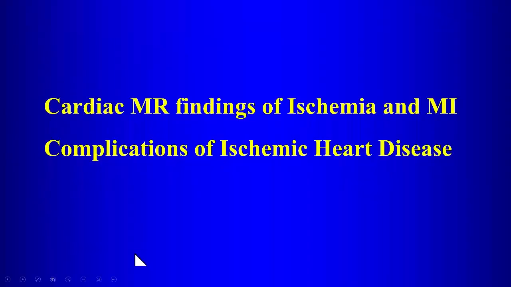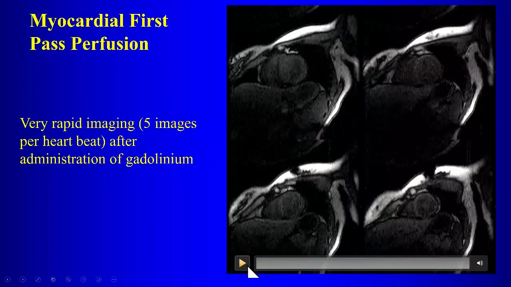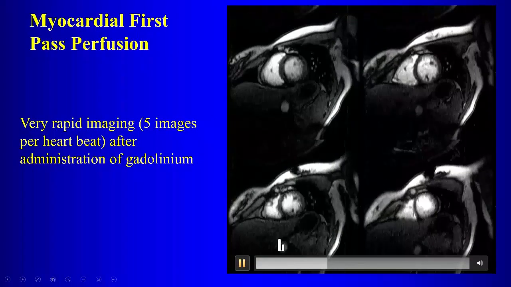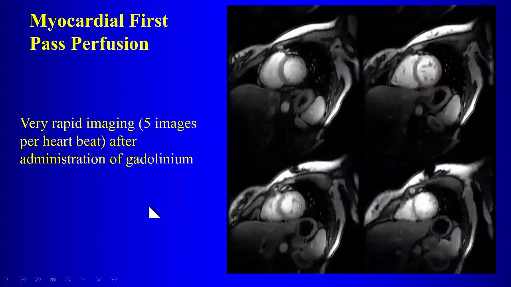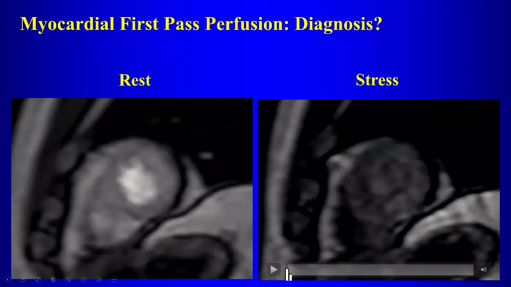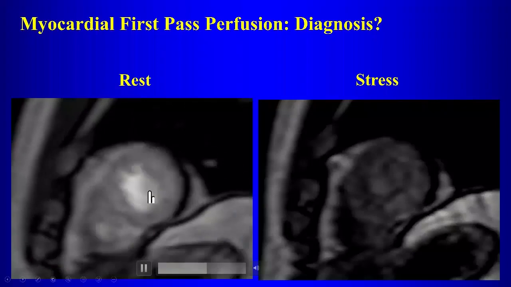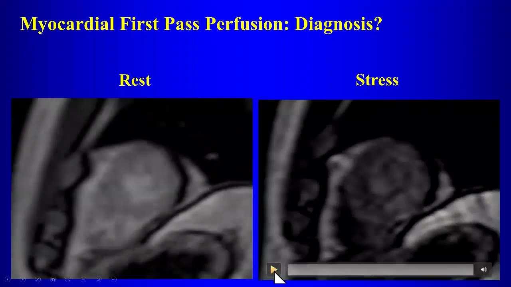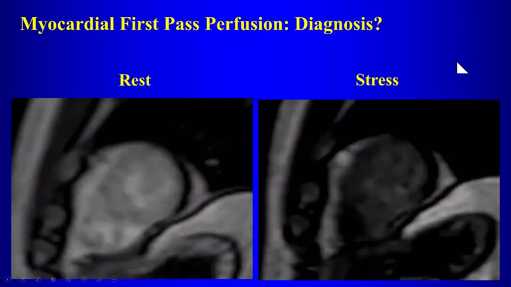Right? So let's talk about MR findings of ischemia and some complications of ischemic heart disease. We touched on first pass perfusion before. We do very rapid imaging as you're injecting gadolinium, and we look for enhancement of the myocardium. So that's a first pass perfusion study. In this example, the stress is done pharmacologically, and we look at these in short axis. There's a short axis view, left ventricle, right ventricle, and then here is the stress perfusion view. So what's the abnormality under stress?